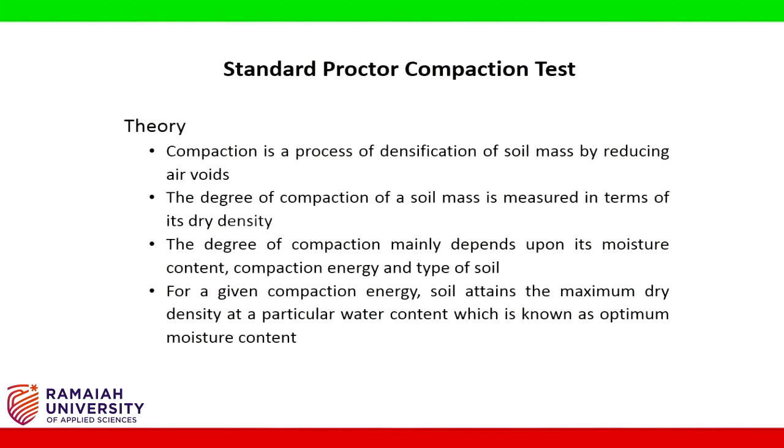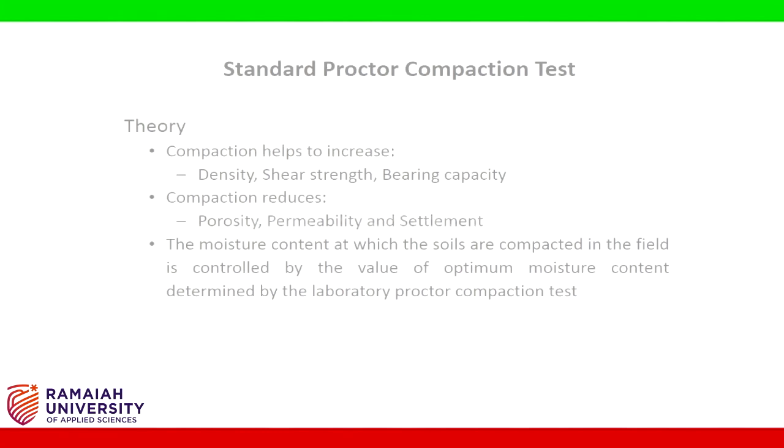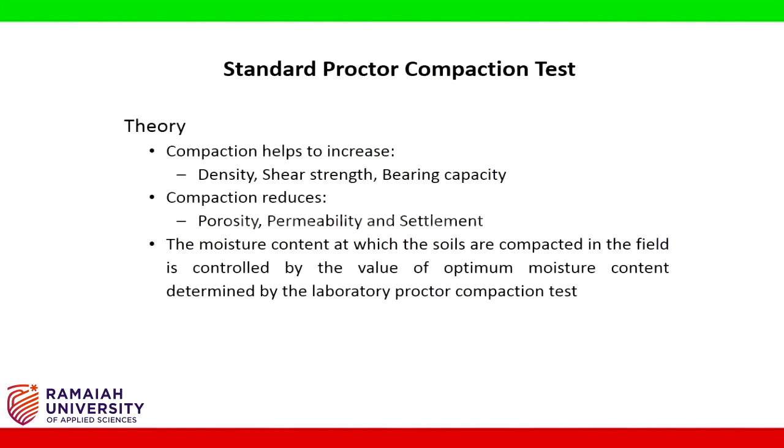Compaction is a process of densification of soil mass by reducing air voids. The degree of compaction of a soil mass is measured in terms of its dry density. The degree of compaction mainly depends upon its moisture content, compaction energy, and type of soil. For a given compaction energy, soil attains the maximum dry density at a particular water content, which is known as optimum moisture content. Compaction helps to increase density, shear strength, and bearing capacity.